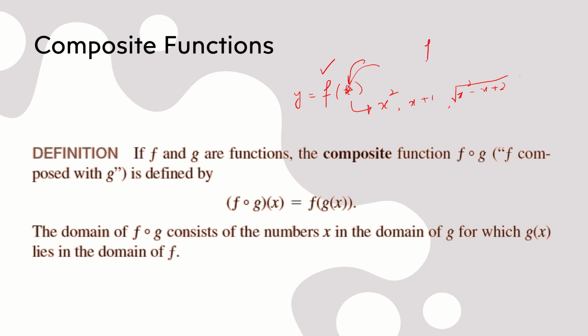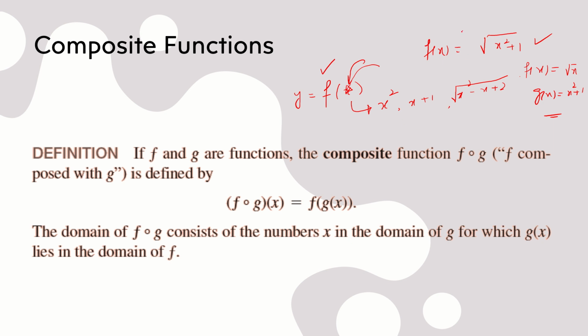Like f of x is equal to under root of x squared plus 1. It's a composite function, which is already a composition of two functions. One function will be under root x, whereas the other function will be simply g of x, that is x squared plus 1.